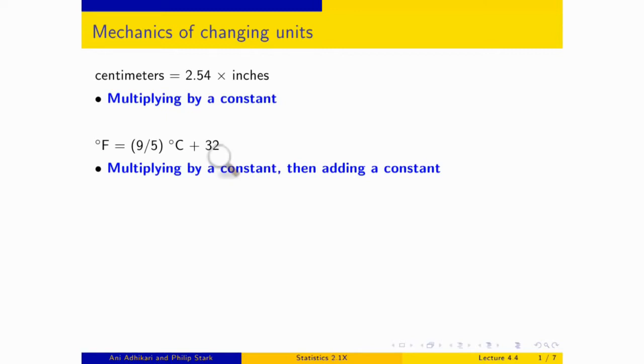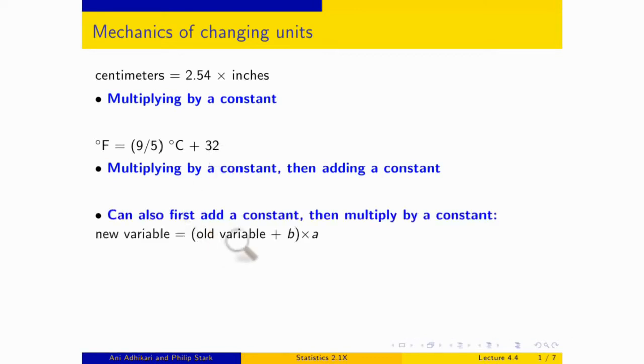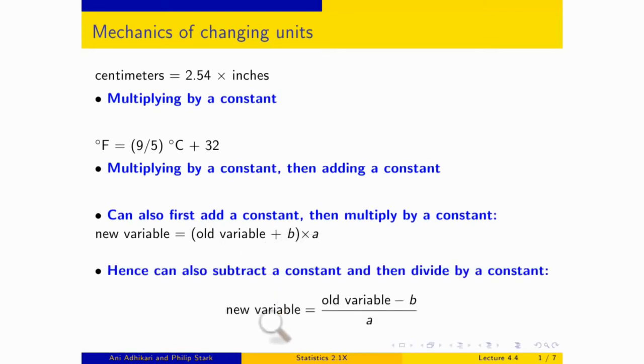Times can also be a divide. Plus can also be a minus, and so you can have your old variable first add something to it, then multiply. Or you have your old variable subtract something from it, divide. These are all similar transformations. The point is that you don't square the variable or multiply it by another variable. If you multiply it at all, it's by a constant.